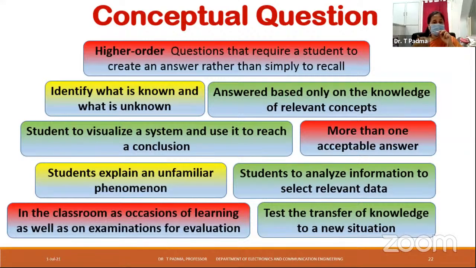So these conceptual questions can be used in a classroom as occasions of learning, as well as in examinations for evaluation. So we can test the transfer of knowledge to a new type of situation. It need not always be the same old things we explain, with the same answer, whatever we teach. Instead of that, we will pose a new type of situation, so that based upon the knowledge they have, they would be able to solve it. So that is the transfer of knowledge to a new situation. These are the conceptual type of questions.